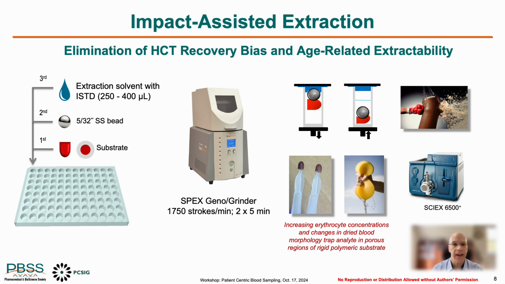As illustrated on the left, into a 96 well plate, we first place the microsample, followed by a stainless steel bead, and then we add extraction solvent containing stable label internal standard. We perform bead beating using a SPEX GenoGrinder, and after exhaustive titration have found that 1750 strokes per minute for 10 minutes is optimal in the vast majority of cases.